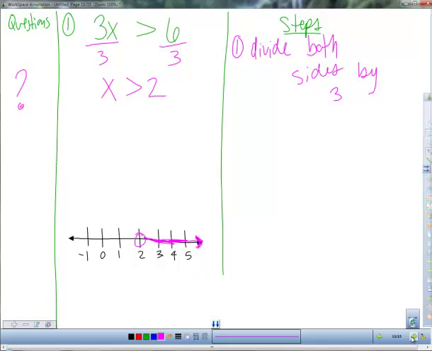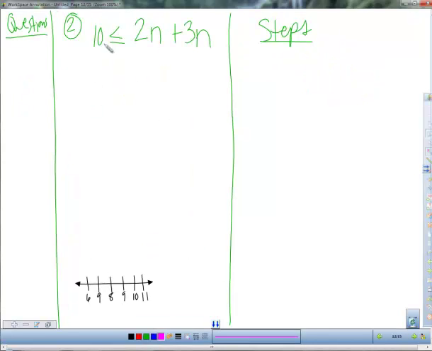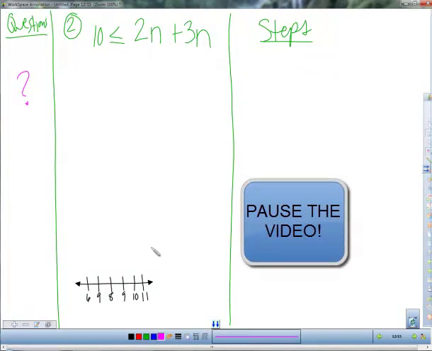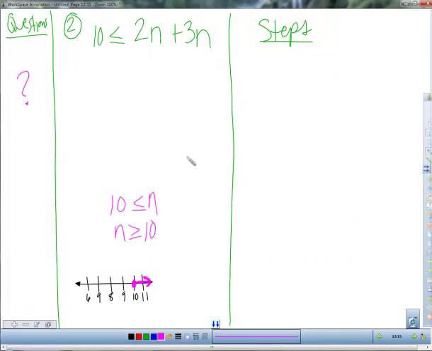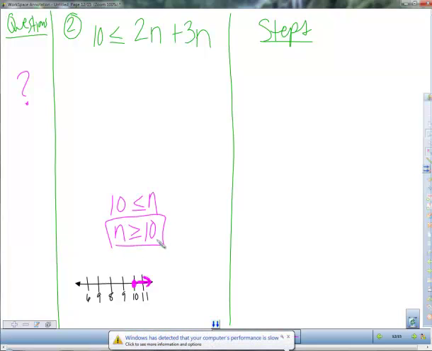Okay, I want you to do number 2 on your own. Again, put questions over here for me as you go and write out your steps. So you should have gotten 10 is less than or equal to n. Whenever we flip that around, we have n is greater than or equal to 10. We've got to have the variable first whenever we're graphing. So it's greater than or equal to, so we have a closed circle, and then we graph everything to the right.